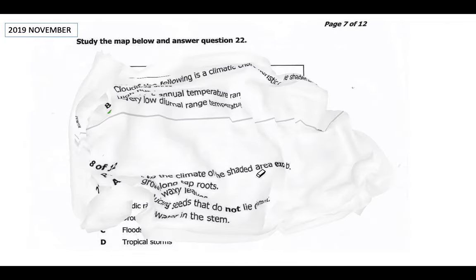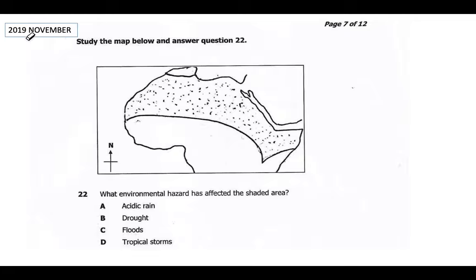Then now we look at 2019 November, as one of the last questions. Study the map below and answer question 22. So this is the map. And then they went on to state 22, what environmental hazard has affected the shaded region? So acidic rains, droughts, floods, and then tropical storms. We can say drought. Drought affects this particular region because here there is no activity. It is hot, so temperature ranges are high. That makes this particular region have this environmental hazard.